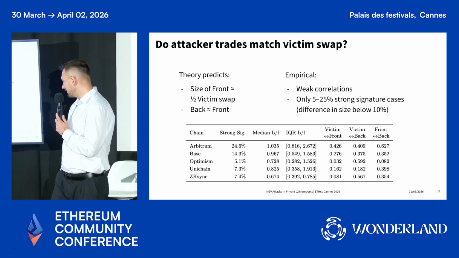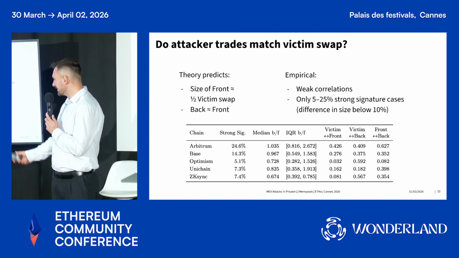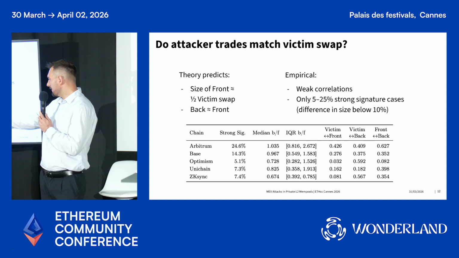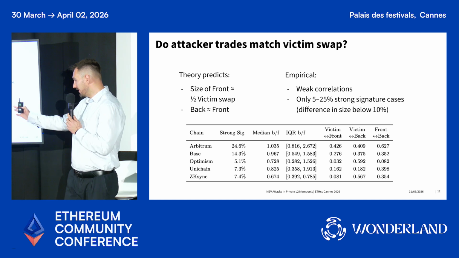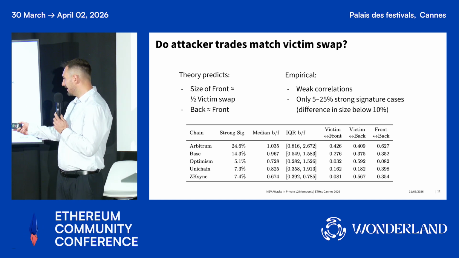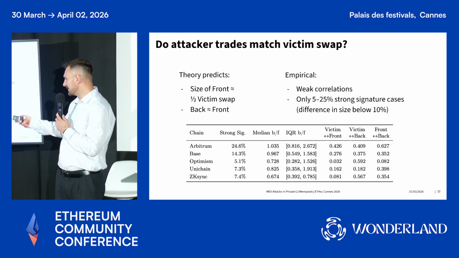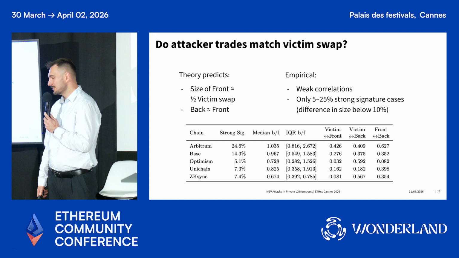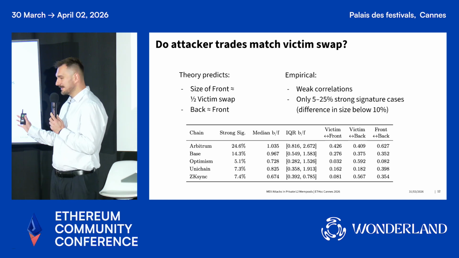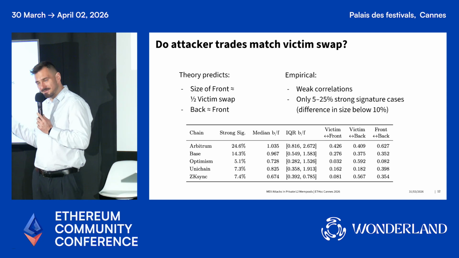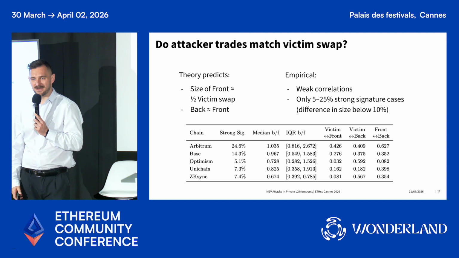10%. We also calculated a correlation coefficient between the victim transaction and the front and back running, and generally it is very low. The highest correlation exists on Arbitrum, although it's still relatively low, below 0.5. This shows that if these were real sandwich attacks, the attackers are not behaving in the optimal way.